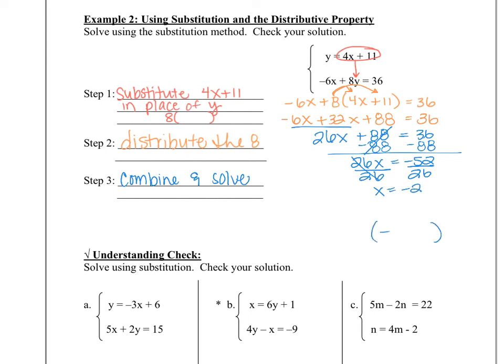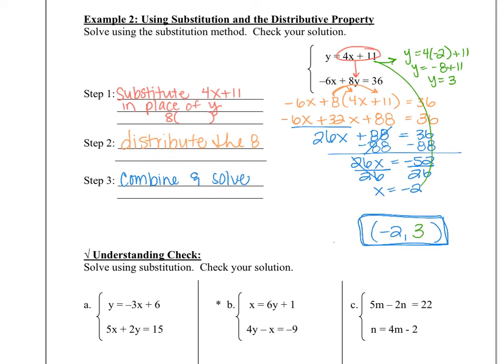So again, don't forget, that's only half of the answer. You are not done yet. Okay, systems of equations require 2 separate answers. So you're going to take that negative 2 and put it back in. I'm going to go for the top. So y equals 4 times negative 2 plus 11. y equals negative 8 plus 11 means y equals 3. So that goes here. Check it in the bottom one just to be sure.